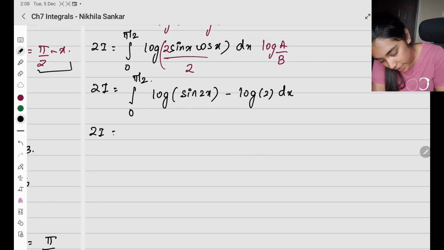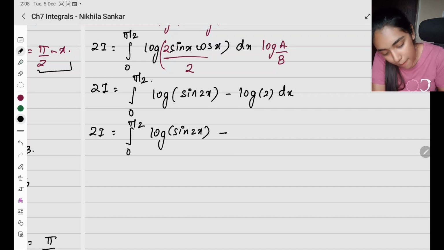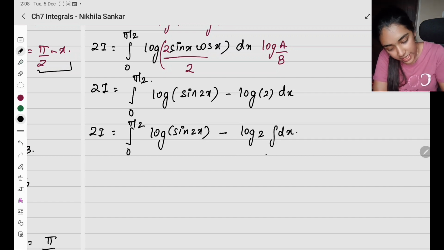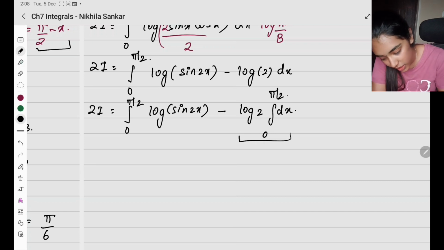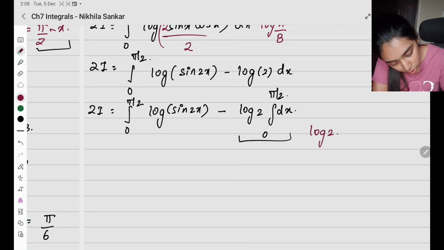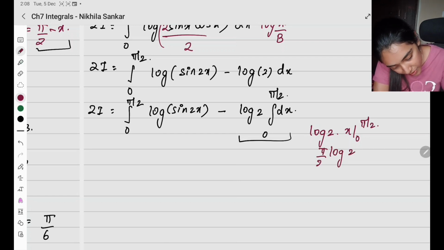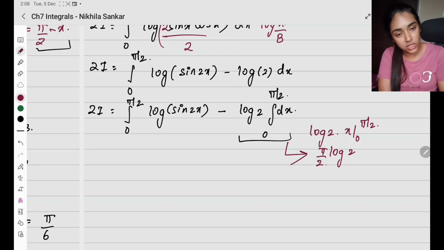So when I split, I have 2I equals integral 0 to pi by 2 of log of sin 2x as it is, minus log 2, which is a constant, integral dx from 0 to pi divided by 2. So now this particular term becomes log 2 times x from 0 to pi by 2. So pi by 2 minus 0. So this will be log 2 times pi by 2. So this is this particular term.